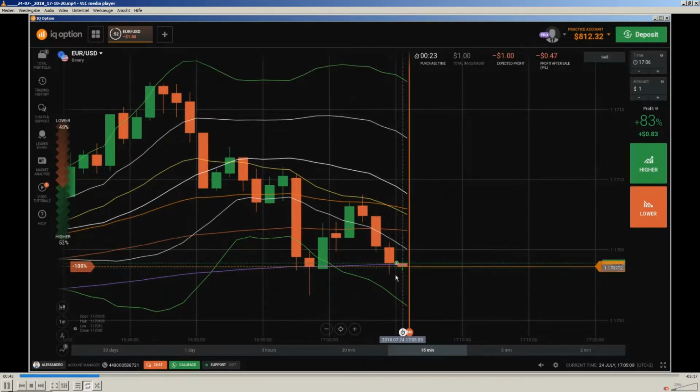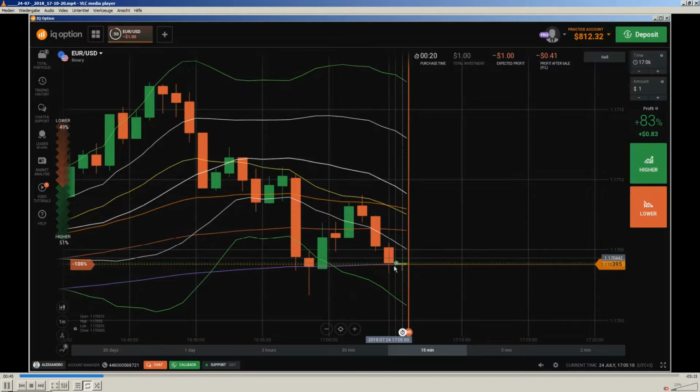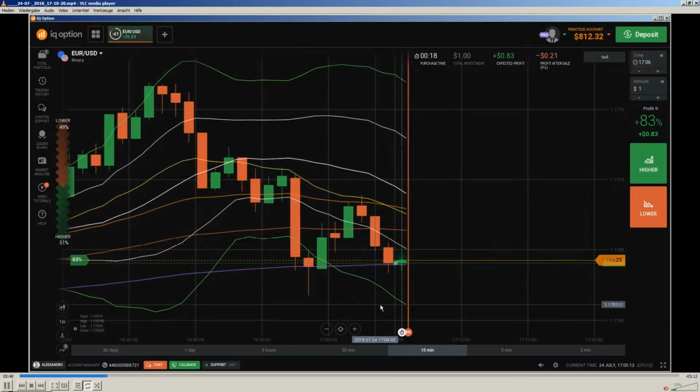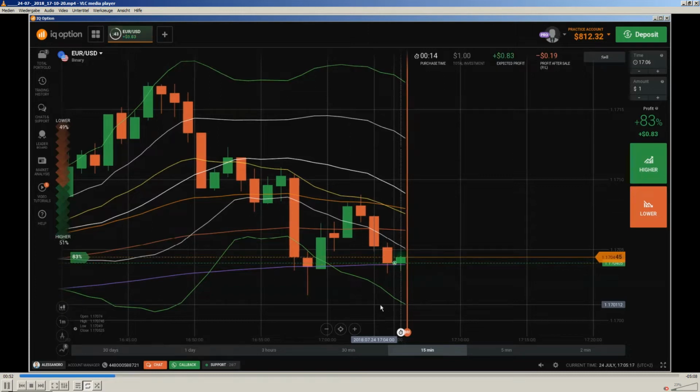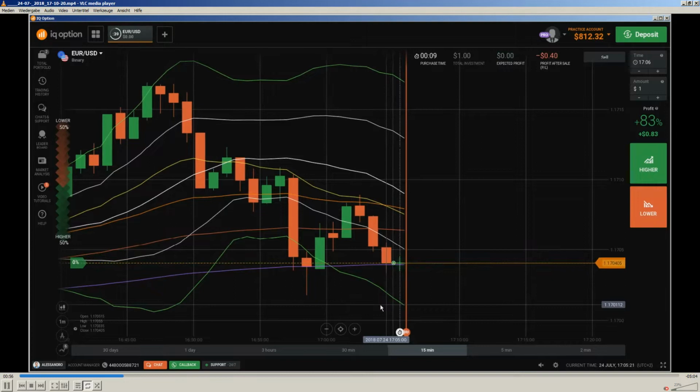So let's see what's happening. It would have been better if I had entered a little bit lower, because that is what I always try to explain to you. Try to get above or below the previous closing price candle.